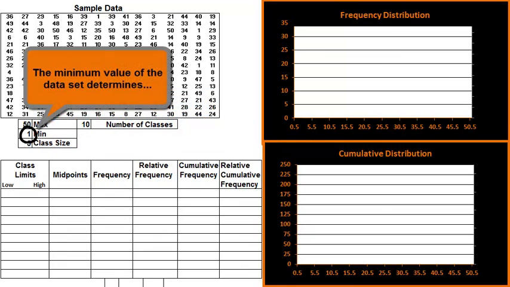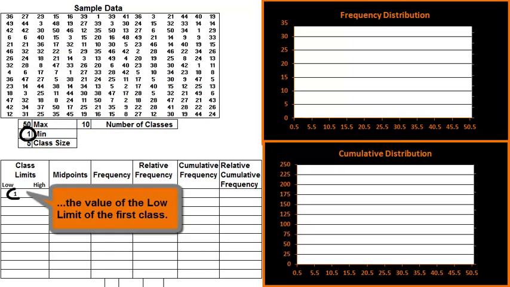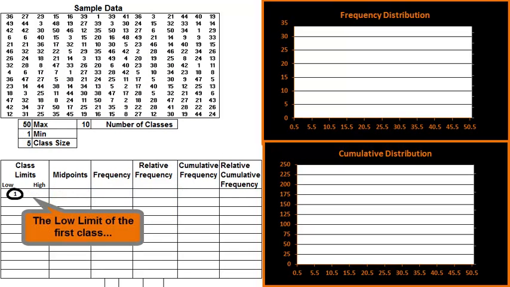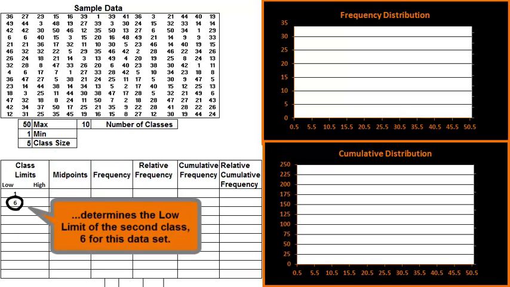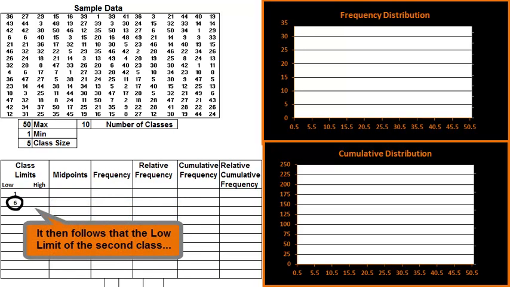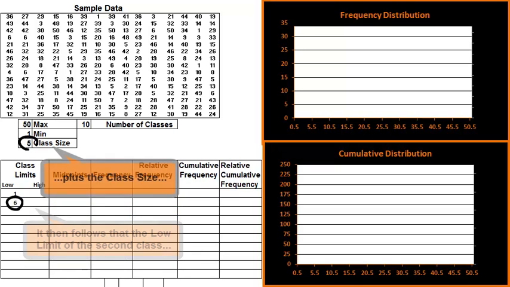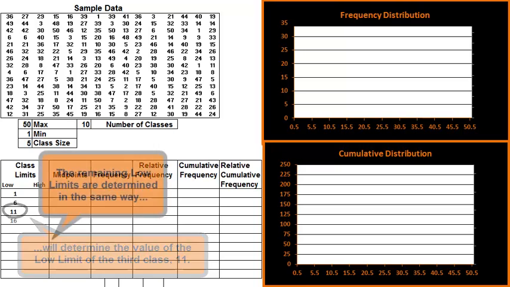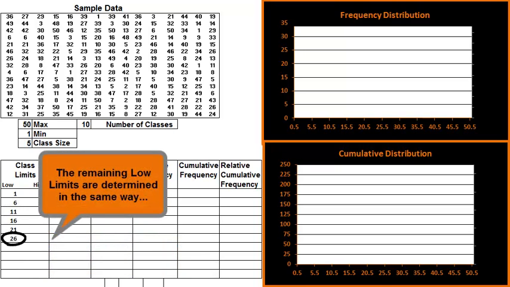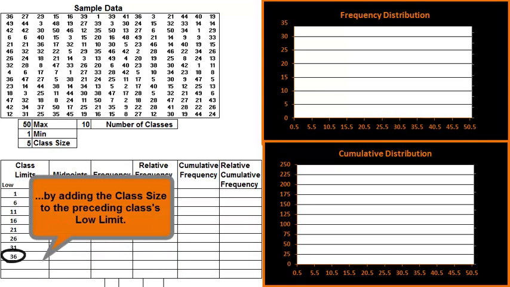The minimum value of the data set determines the value of the low limit of the first class. The low limit of the first class plus the class size determines the low limit of the second class, 6 for this data set. It then follows that the low limit of the second class plus the class size will determine the value of the low limit of the third class, 11. The remaining limits are determined in the same way, by adding the class size to the preceding class's low limit.